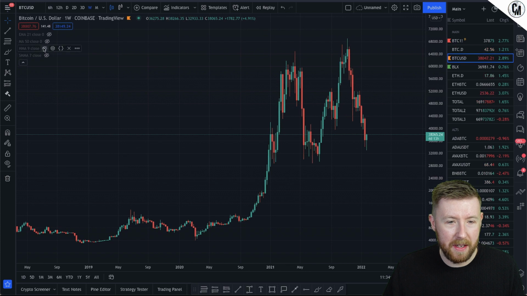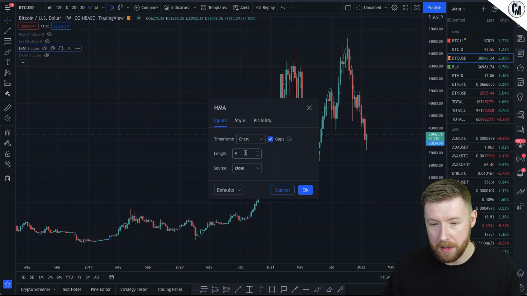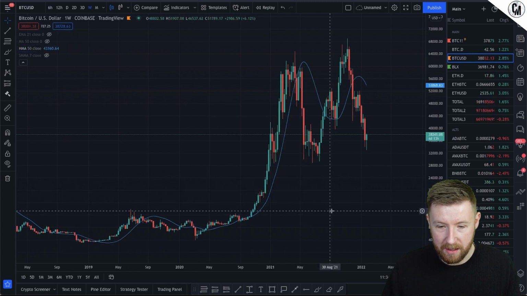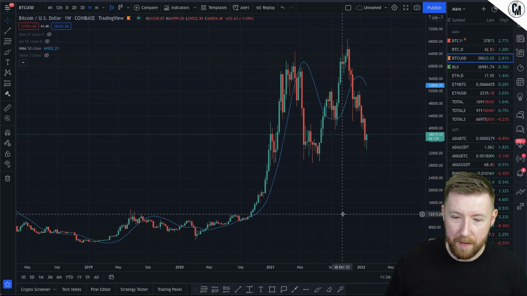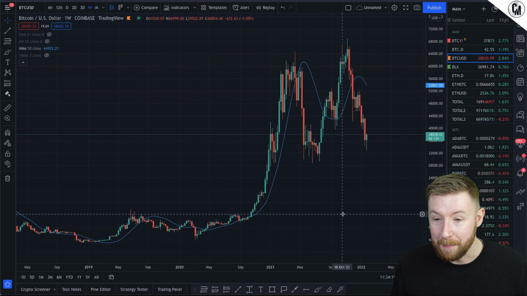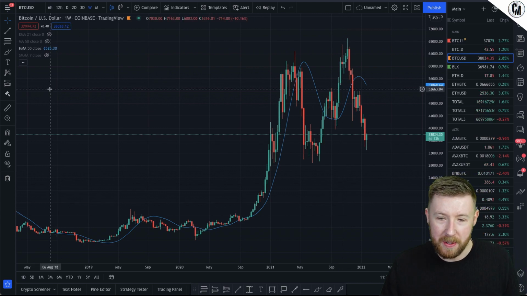Moving on to something like the Hull moving average. This is a lot different, so make sure you do a quick Google. If you're going to put the 50 Hull moving average on this, it's a lot more slopey and slanty. So just be careful with this one. It's good, but it's a lot more aggressive. So just be careful with them, and make sure you get your gauges right.